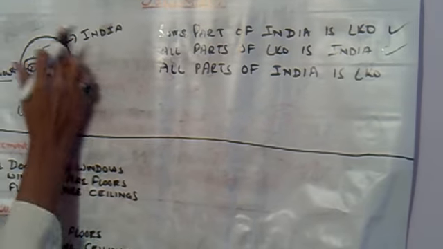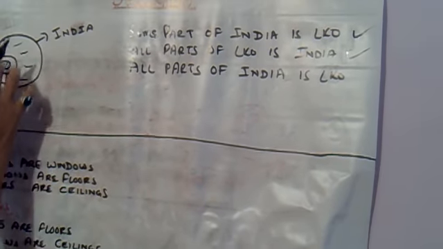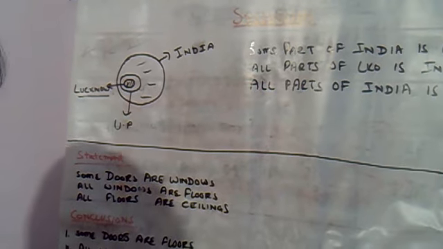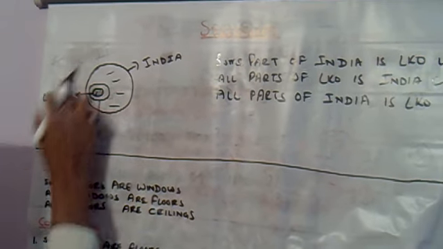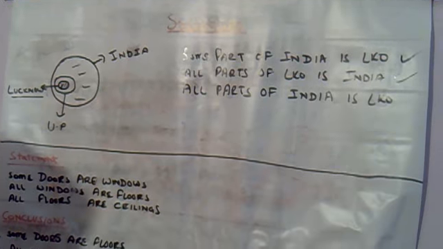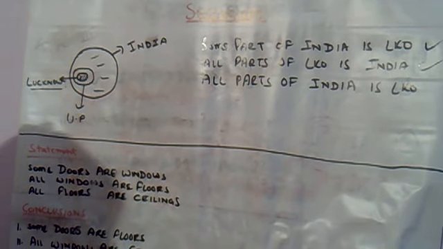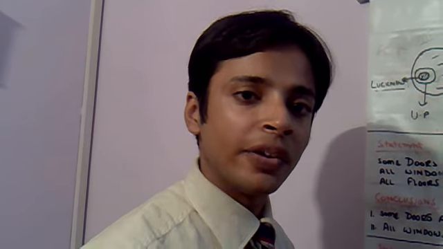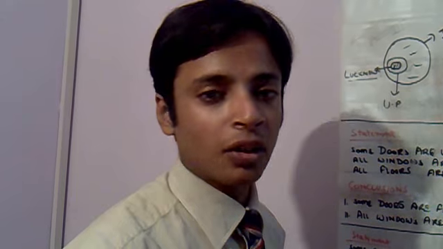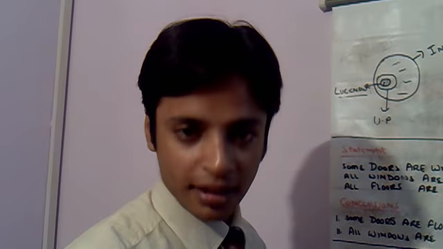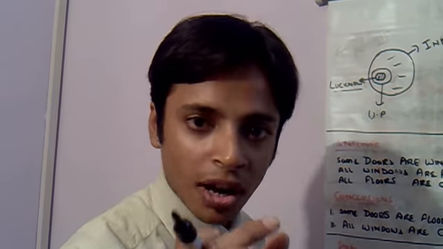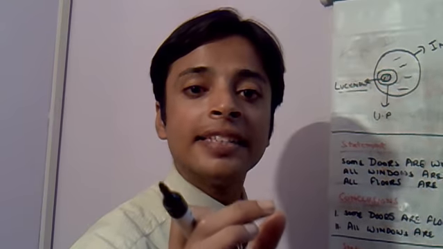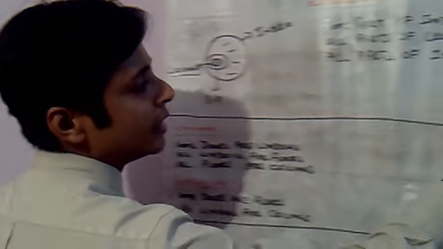So all of this big circle is not this small circle. That means all of India is not Lucknow. What I mean is India contains many other states and many other cities. So Lucknow is just a part of it. Lucknow is in India, but all of India is not Lucknow, because Lucknow is a smaller entity and India is a bigger entity. So this is incorrect.